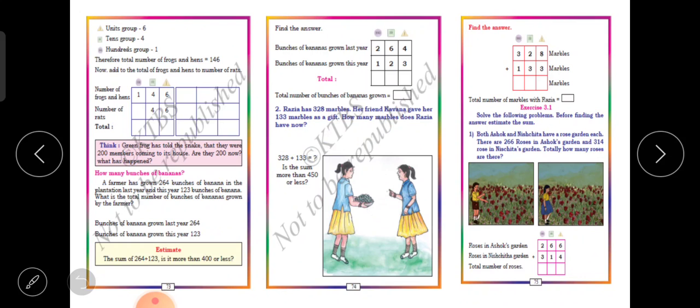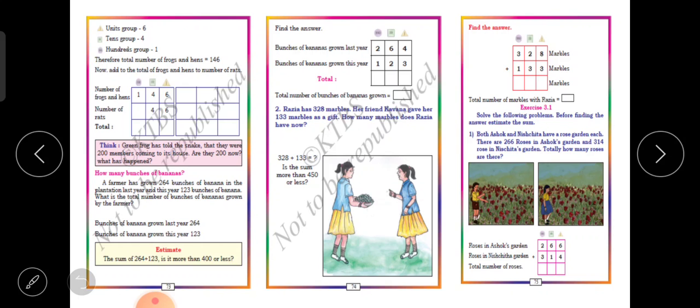Shall we do one sum for this? See how much it is here. The number of frogs and hens. How many frogs and hens are there? There are 146. So they have grouped. Okay, so the number of frogs and hens is 146. The total number of rats is 46. Now altogether how much?